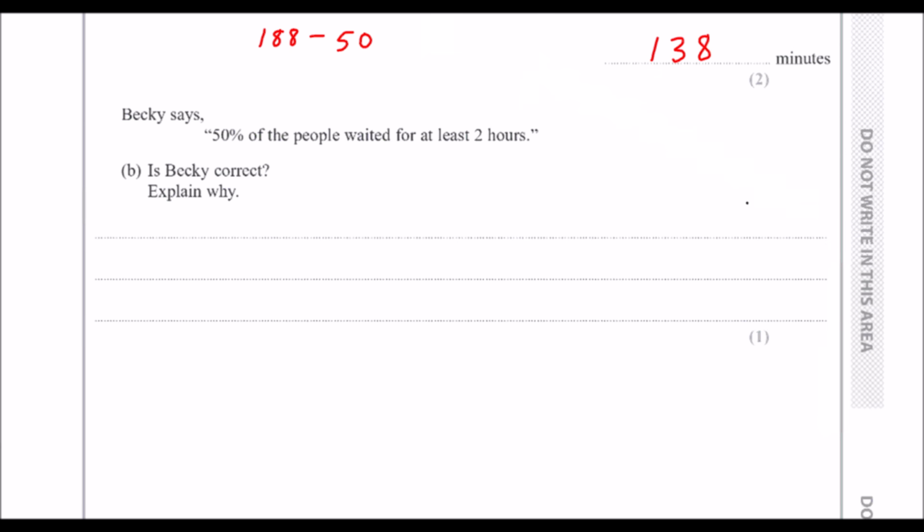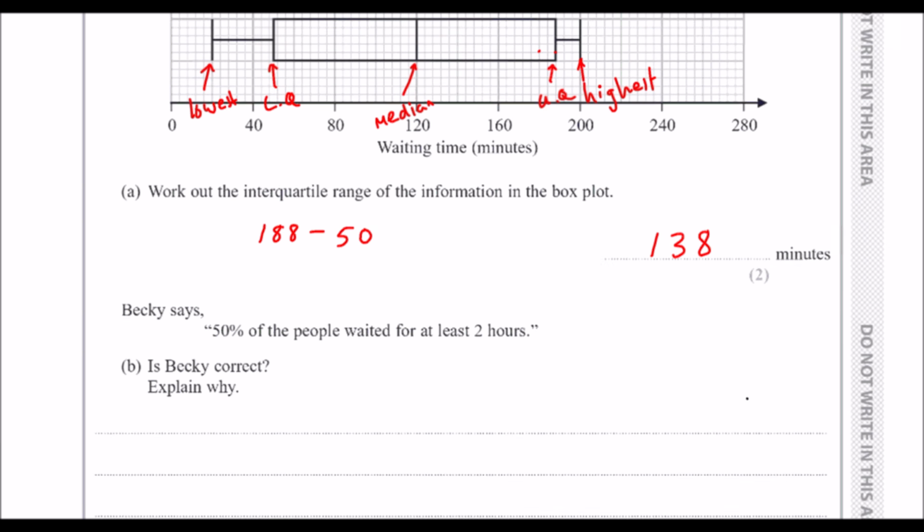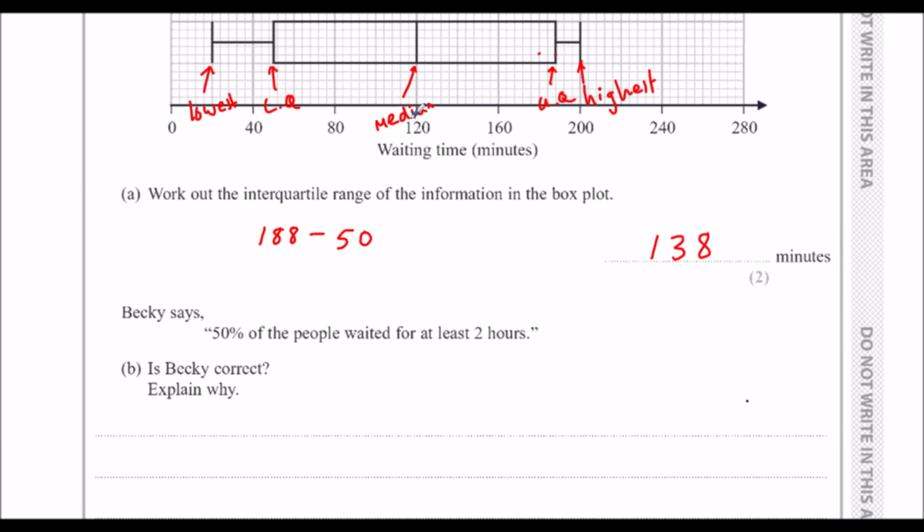Becky says 50% of the people waited for at least 2 hours. Is Becky correct? So the median is 120, which is 2 hours. So that means 50% waited more. So yes, Becky is correct because the median is 120 minutes, which is 2 hours.